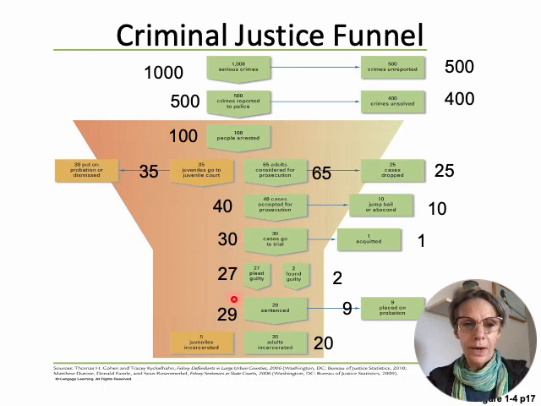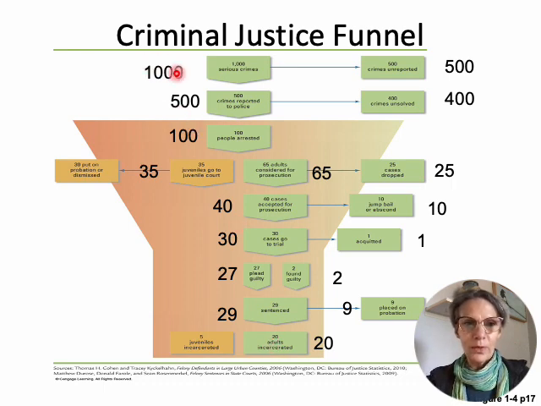And here we have more winnowing. 90% of people plead guilty through a plea agreement. 2 go to trial and are found guilty. And 1 who goes to trial is acquitted, right? So you have a 1 out of 3 chance, according to this, with a serious felony of getting acquitted if you go to trial. Maybe that's why a lot of people plead guilty. And so of the people found guilty, 29 are sentenced, 9 are placed on probation, and 20 are incarcerated, okay?